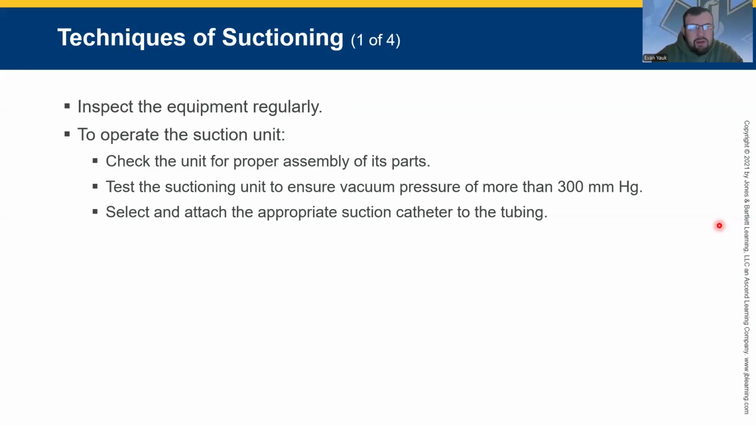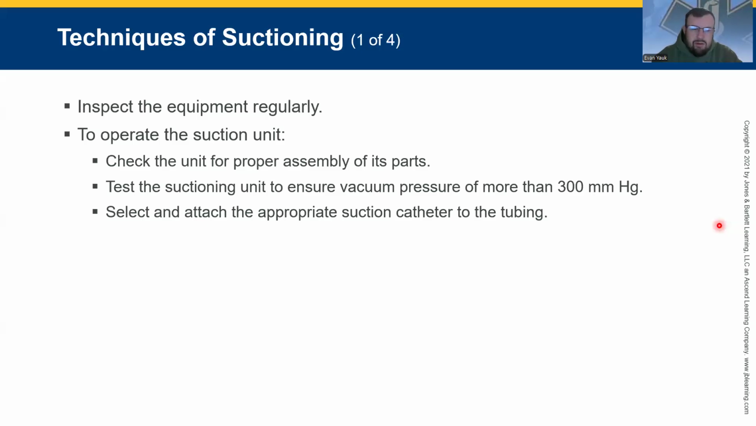To operate the suction unit, I'm going to tell you right now, if you're just starting out and you get on with someone, go ahead and go play with that. Make sure you understand how to turn it on, and how all the equipment hooks up. Make sure you know how the tubing hooks up. Check the unit for proper assembly of its parts. Test the suction unit to ensure vacuum pressure of more than 300. So remember that.